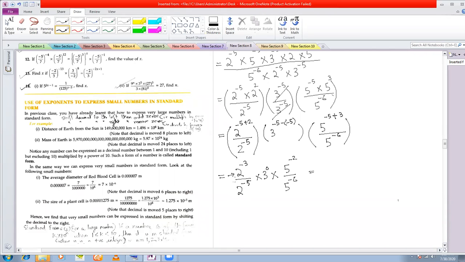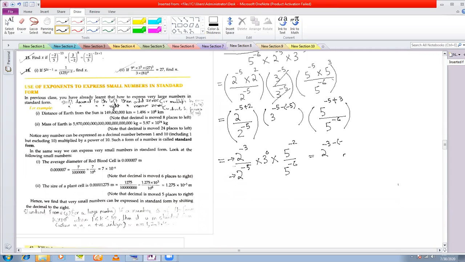Now this is a to the power of m by a to the power of n, so a to the power of m minus n. a to the power of 0 is 1, and 5 to the power of minus 2 minus of minus 6. So this becomes 2 to the power of 5 minus 3 is 2. Yes.